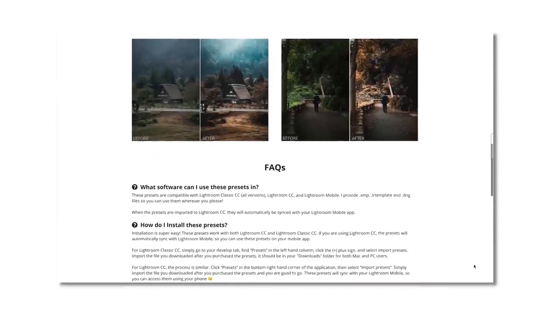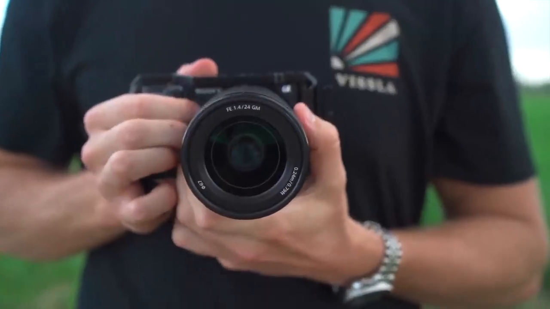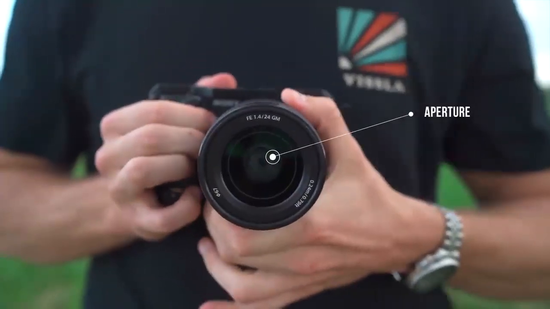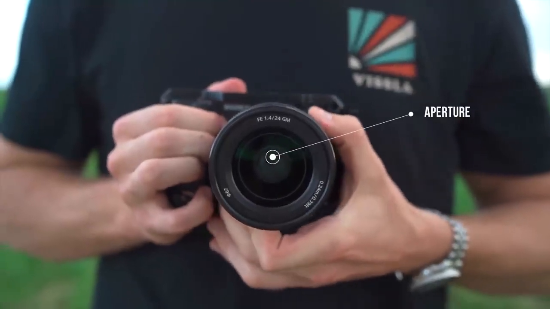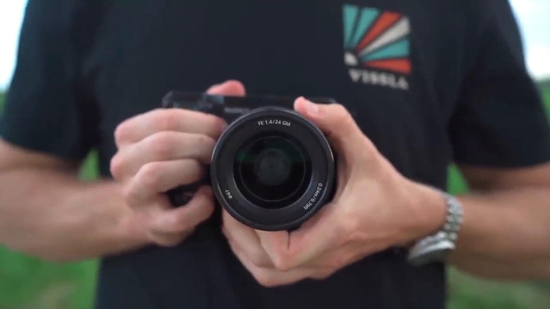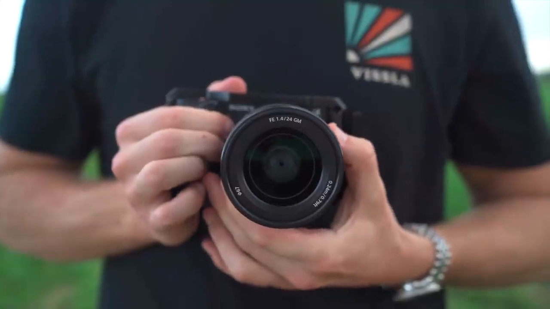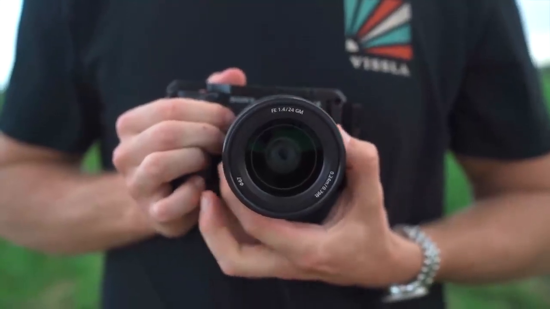Okay, with that out of the way, let's talk about aperture. What is aperture? Aperture is one of the three main settings on your camera, right? There's shutter speed, aperture, and ISO. And aperture is essentially the little iris in your lens. It's the little hole in your lens that opens up to let in light. The smaller that hole is, the less light's gonna enter the camera. The larger that hole is, the more light is gonna enter the camera. So that's pretty self-explanatory, right?